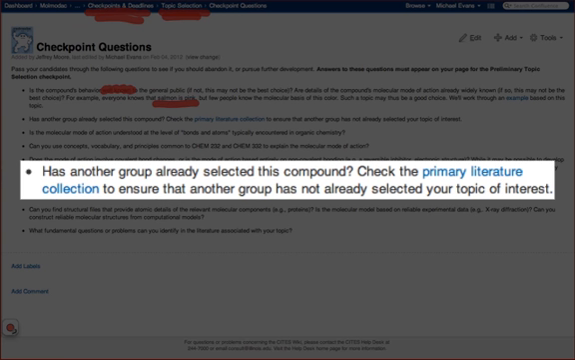The second question is, has another group already selected this topic? If you haven't already, please add your key literature reference to the primary literature collection for your topic, and when you do, look for another group that's chosen the same reference. You can claim a topic using the primary literature collection by adding an entry to the table and adding your team's name to the right-hand side. But make sure that another group hasn't already selected your topic of interest for this semester.